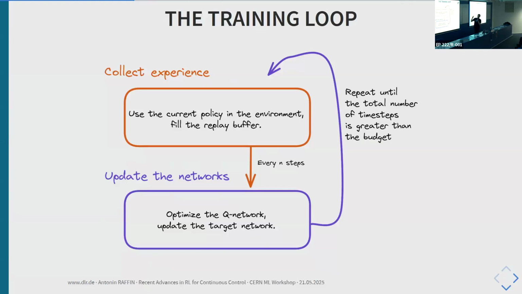The DQN training looks like that, and it's the same for almost every RL algorithm. It alternates between collecting experience, so using the current policy, the current controller, and collecting some data in the environment and filling the replay buffer. And then every n steps, it stops and updates the network using gradient descent by sampling data from the replay buffer. And once the policy is updated, you can go back to collecting new experience with the updated policy. And over time, you hope that it will get better and better until you actually use all your budget.